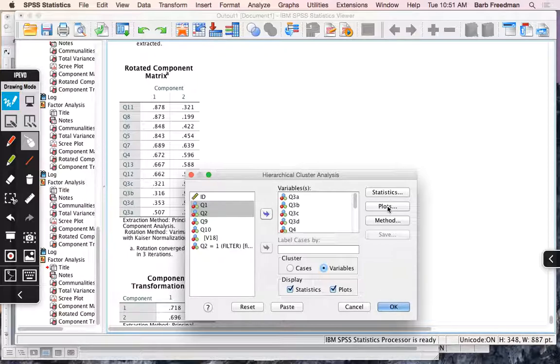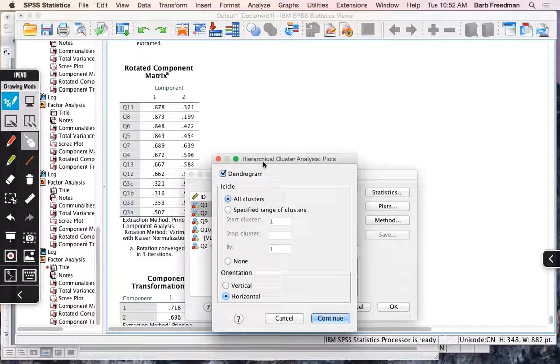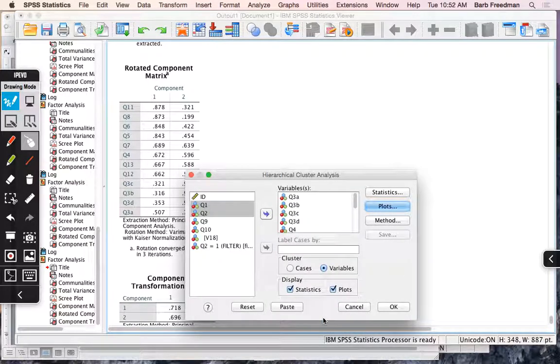So if you look at Plots, what we really want is a dendrogram. And I would prefer that you make it horizontal because your laptop screens are horizontal in aspect ratio. That's the only reason. This is just for viewing. We'll do this several more times. So continue, and press OK.